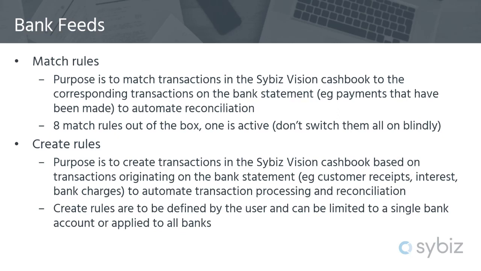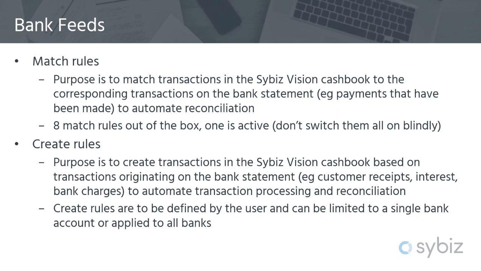So we do have 8 match rules out of the box. It's essentially 2 pairs of 4 rules, where one pair is strict, it must be on the same date as it's processed in the cash book, and the other pair of 4 rules has a 3-day either side tolerance. So we don't recommend you switch them all on blindly. Just choose the ones that are appropriate to you. And again, as you're starting to learn to use the system, just take extra care and make sure it's doing what you want it to do in those early days.